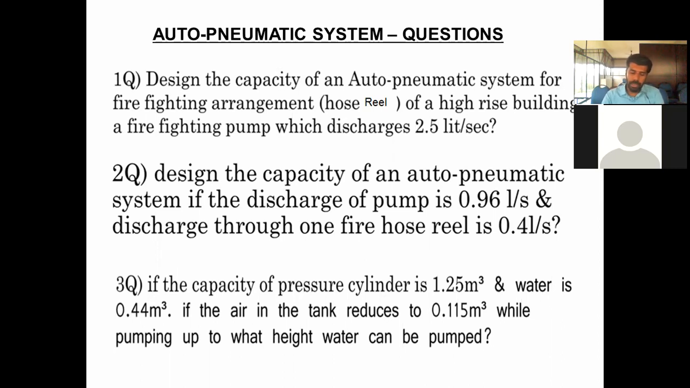These jockey pumps will be very low capacity pumps compared with the main pump. And this will be set with the main pump itself, to maintain the pressure inside the tank.